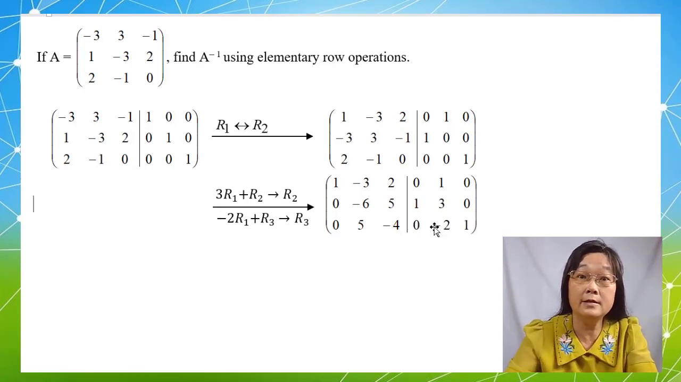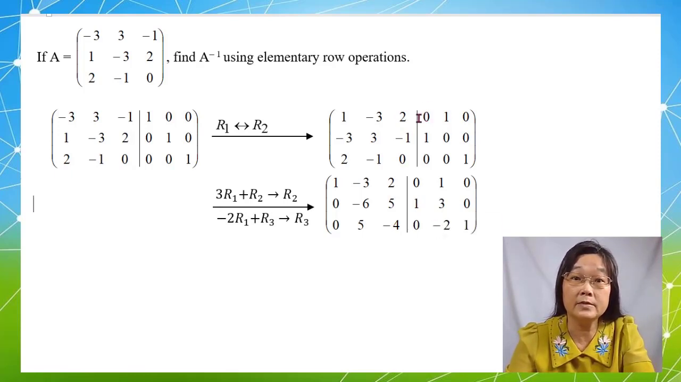Then on the right hand side, 0 times negative 2 is 0. Plus 0, it is 0. 1 times negative 2 is negative 2 plus 0, it is negative 2. And 0 times negative 2 is 0 plus 1, it is 1. Now after finish step 3, now I go to step 4. That is, I'm going to change this value into 1.